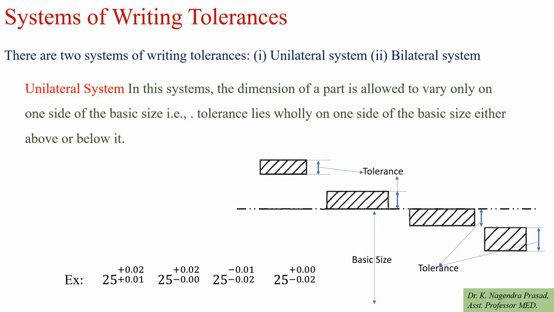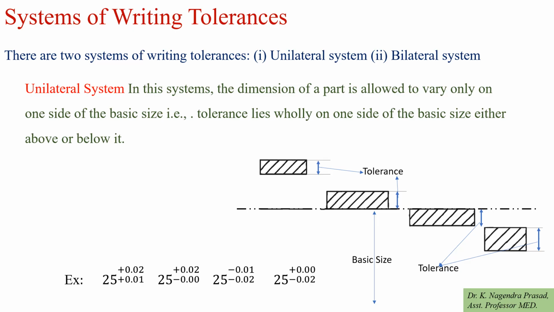In this system, the dimension of a part is allowed to vary only on one side of the basic size. So the tolerance lies wholly on one side of the basic size, either above or below it. Unilateral means the dimension of the part varies above or below, only one side. So let's see an example here.